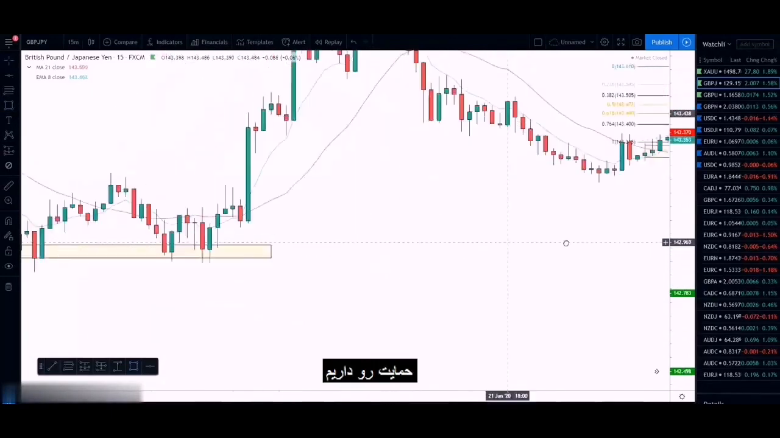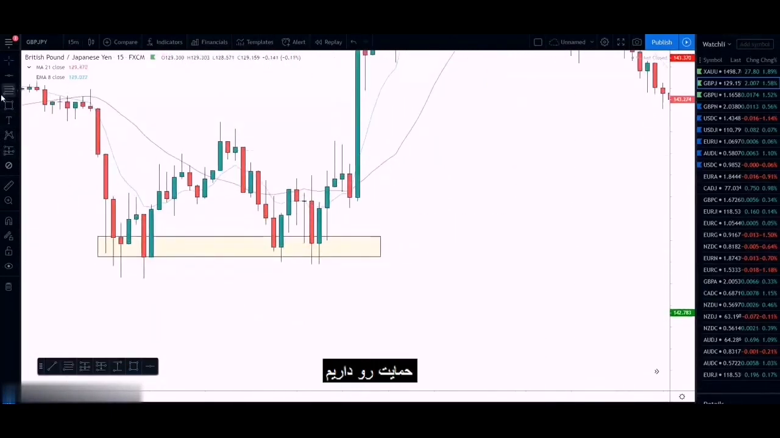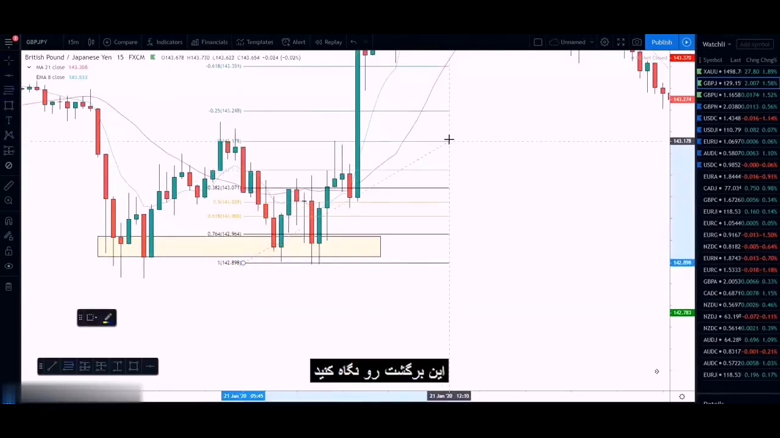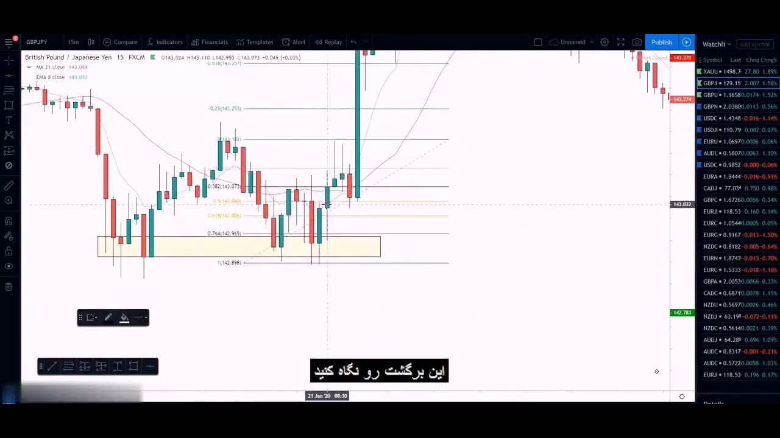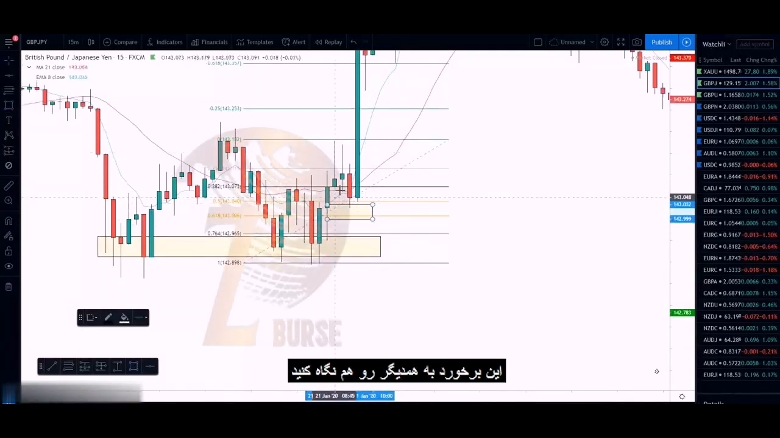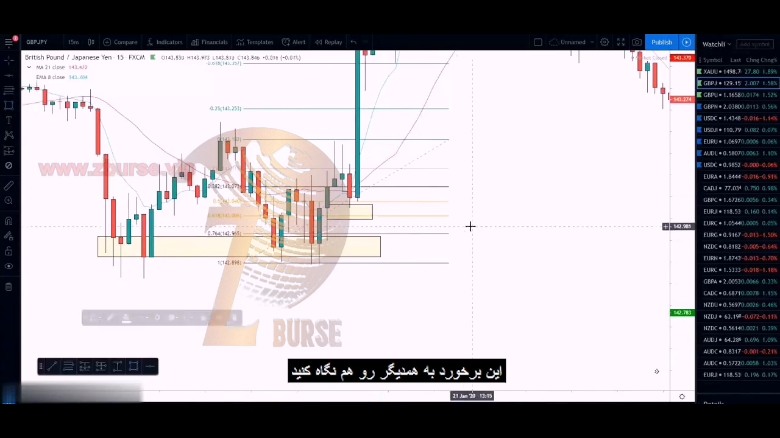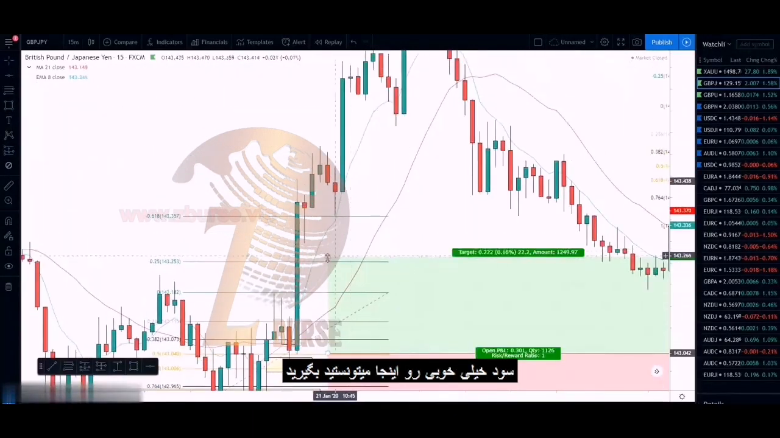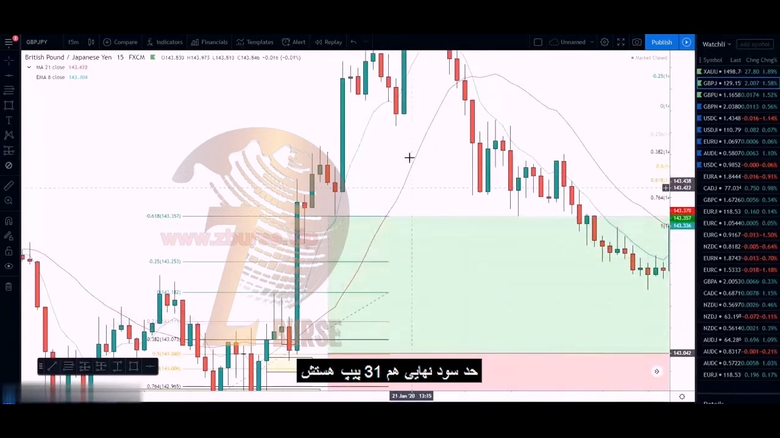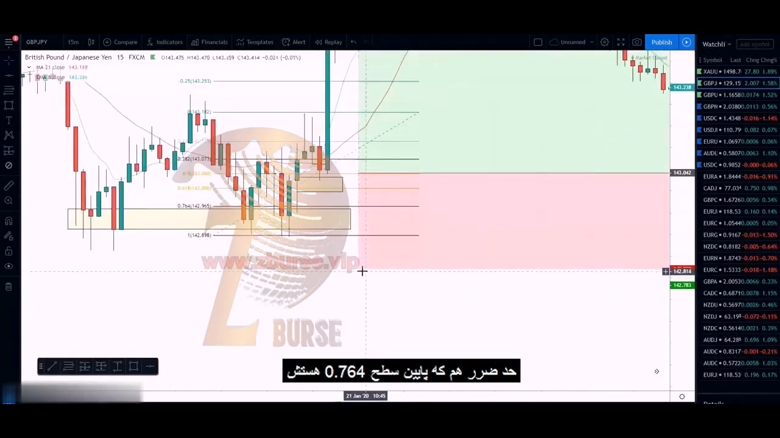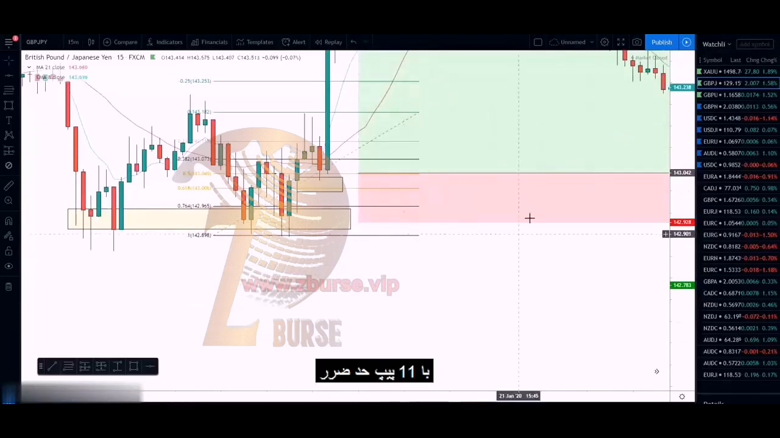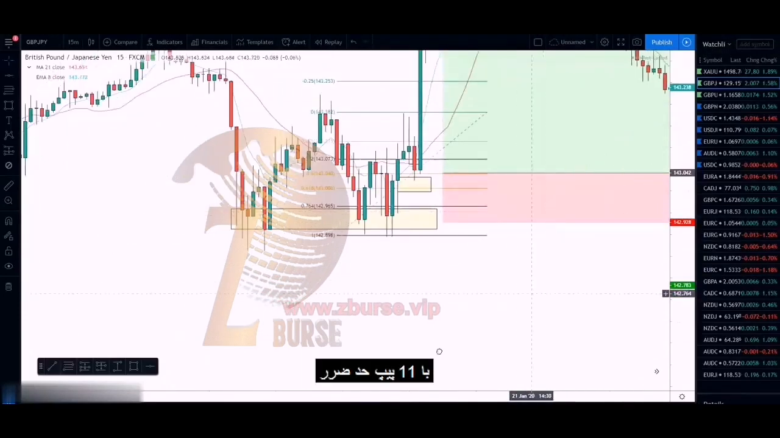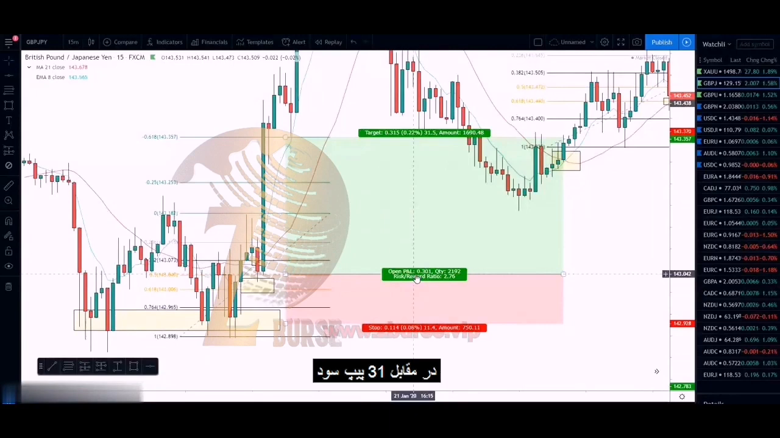Support. Look at this push. Look at the rejection here. Look at the crossover right there. You could have went long right there. Final take profit targeted 31 pips. Stop loss below the 764. 11 pips stop loss. 31 pip gain. Get real.